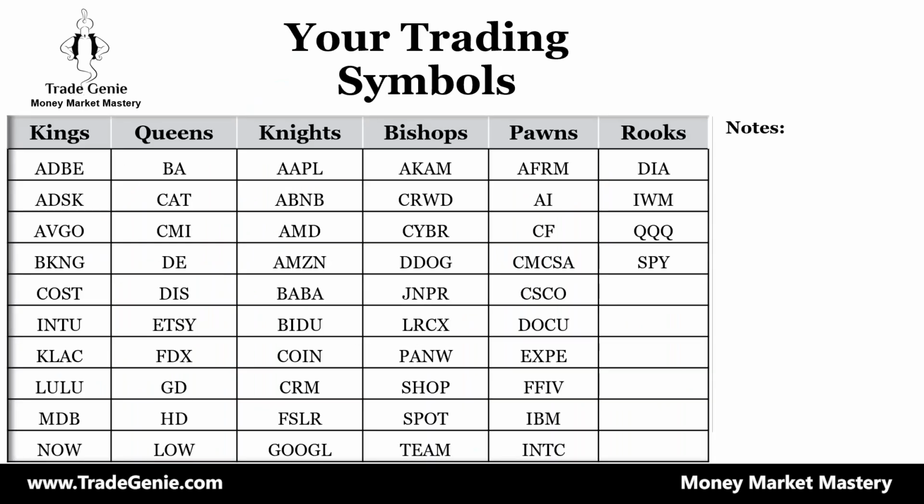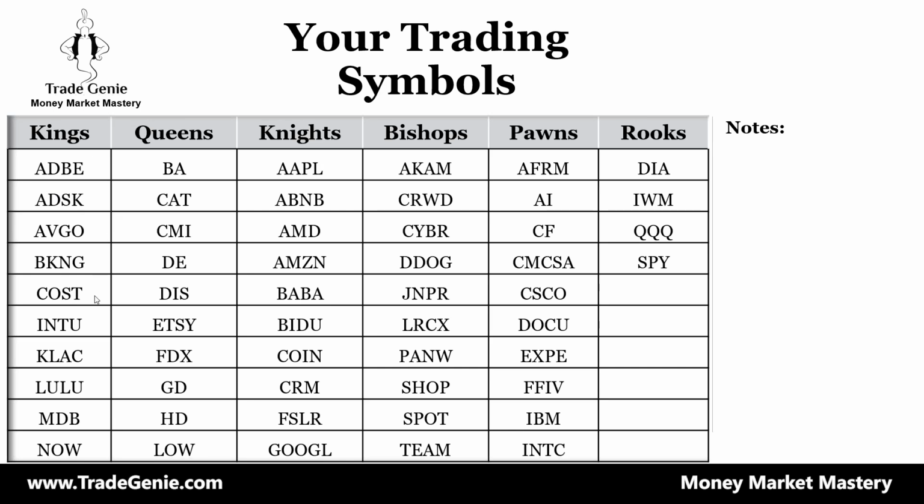So there are symbols which I call kings, because they really are kings. They have a reason to be king, like Adobe, Autodesk, Broadcom, Booking, Costco, Intuitive, KLAC, Lululemon, MDB, MongoDB. Now, these are very high priced stocks. They were small at one time, now they are huge. If you look at their options, they are like $5,000. I don't want to trade a $5,000 option, but I need to watch them, and I categorize them as king. Maybe I can trade the spread, but not the straight options.